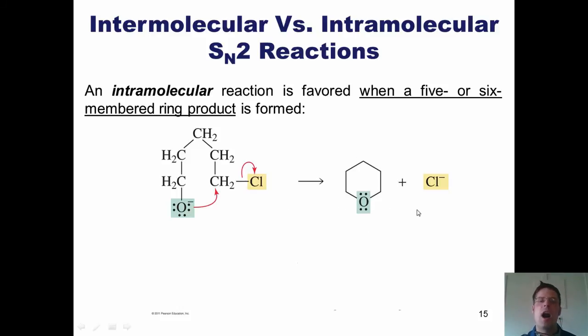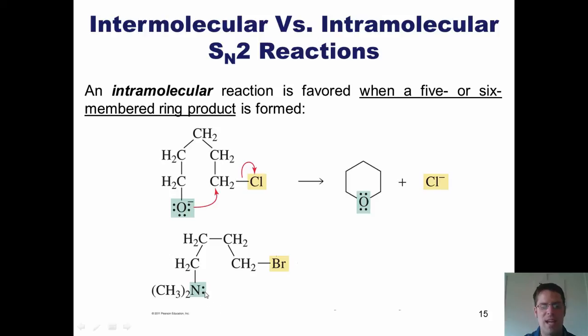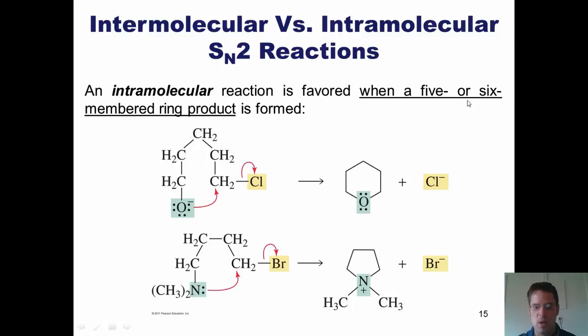6-membered rings are highly thermodynamically stable because each of the carbons is able to obtain very close to the ideal 109.5 bond angle required for tetrahedral carbons. The same thing goes for 5-membered rings. Thus, you could see in this example, if I have a nitrogen on one end of the molecule and a bromine on the other, the nitrogen can push its lone pair electrons into that CH2, kicking off the bromide to give me this product, which has a 5-membered ring.